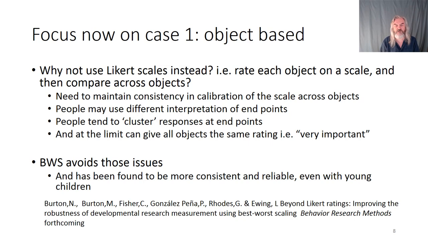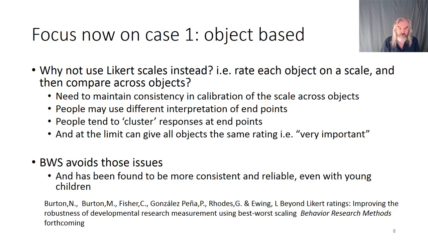There's also some evidence that people tend to cluster responses at the endpoints. So they want to say that everything's always, say, the most important, very important. They don't want to discriminate between them. So there's various problems and issues with these Likert scales. And the best worst scaling is just found to avoid, to some degree, those issues.